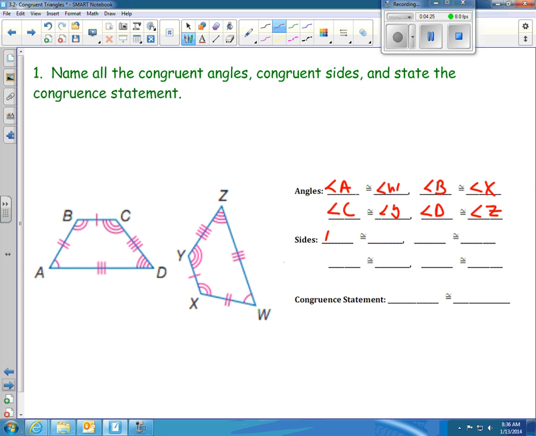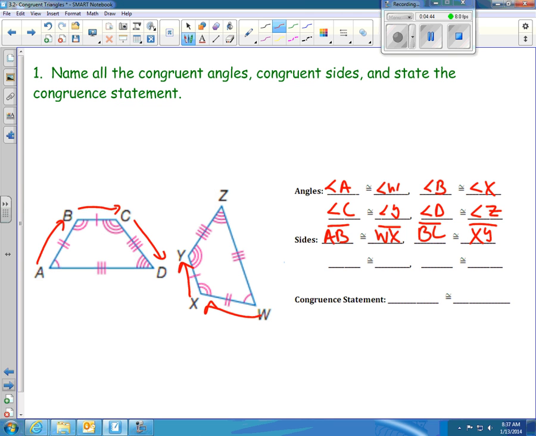Sides, again, I use the angle markings to help me. From A to B, I'm going from 1 to 2. So W to X, 1 to 2. B to C is 2 to 3. And X to Y is 2 to 3.